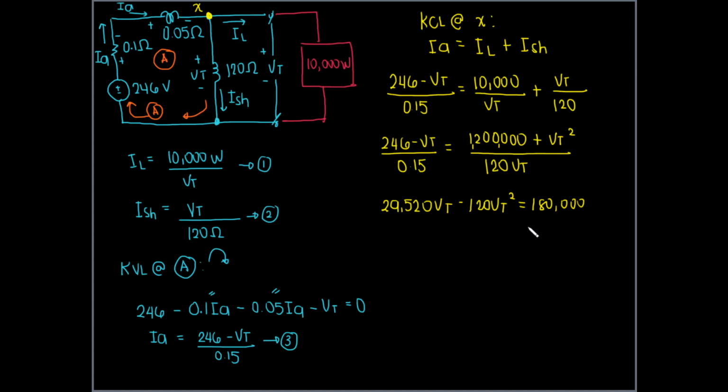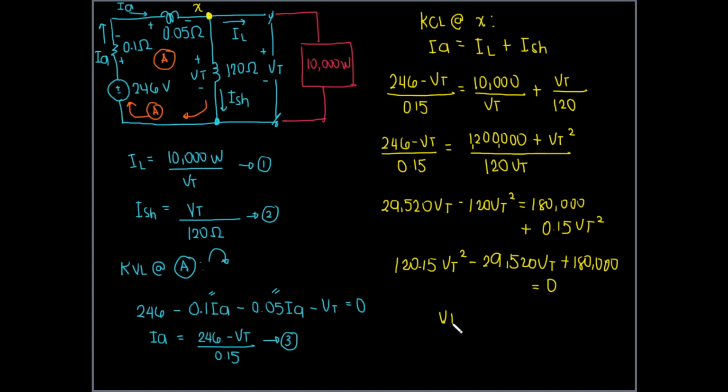Plus 0.15 times VT squared is 0.15 VT squared. So it looks like a quadratic equation that we're going to have to solve for VT. If we continue this, we transfer everything to the right side of the equation. So 120 plus 0.15, we have 120.15 VT squared. And then minus 29,520 VT plus 180K. This should be equal to 0.